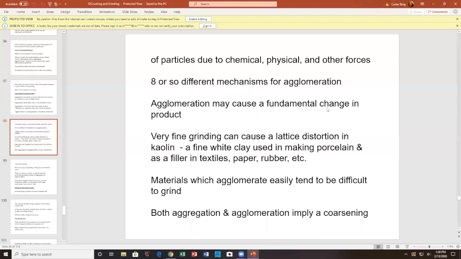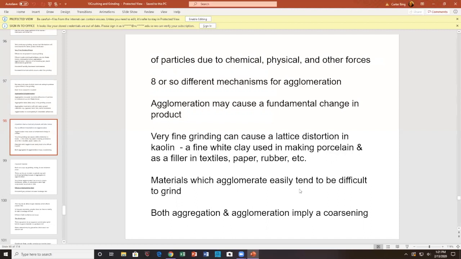Agglomeration may cause a fundamental change in product. That may be true in very fine grinding. Well, if you grind quartz, you can change the lattice structure. Apparently, you can cause a lattice distortion in kaolin clay. Materials that agglomerate easily tend to be difficult to grind. Red is not black and black is not red, right? Very easy to point that out. So materials that agglomerate will be difficult to grind.